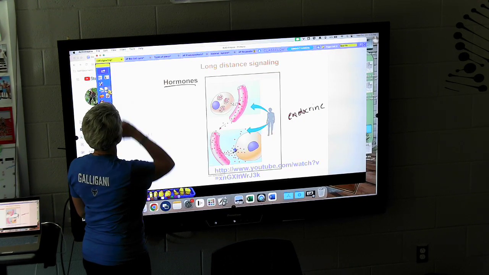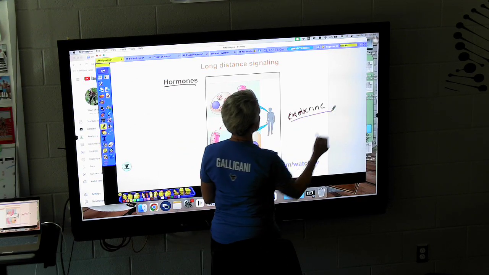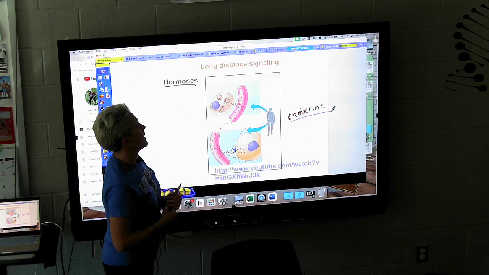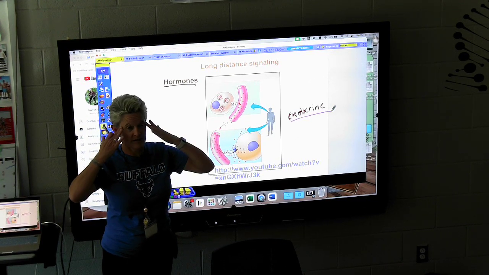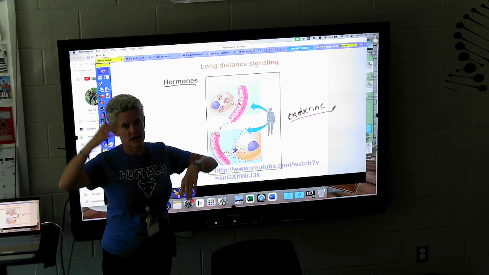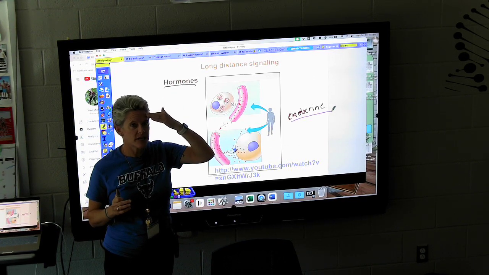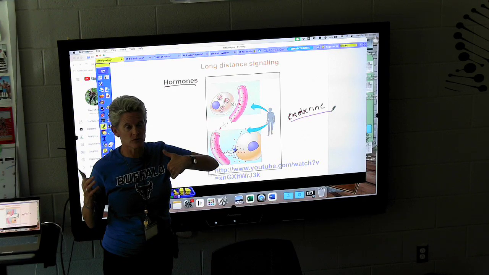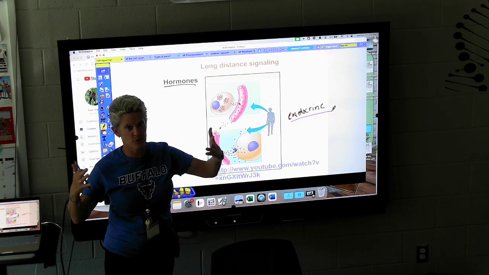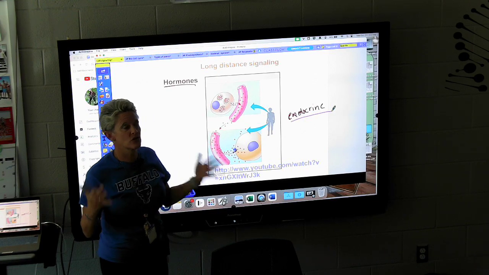And the last type of signaling is long-distance signaling, and this happens all the time in the endocrine system. Our endocrine system consists of all of our glands: pituitary, thyroid's in the neck, pituitary's in the brain. The pituitary controls growth. So it needs to go to the bones, right? And thyroid also helps with growth. It needs to go to the bones. How does it do that? How does it signal those bones to grow?